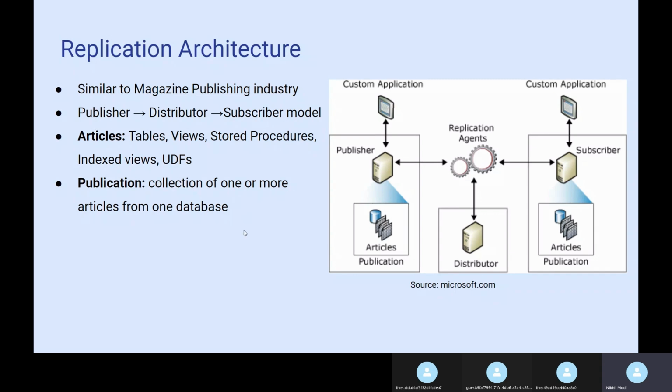Publication is nothing but a collection of one or more articles. So in one publication, you can have multiple articles. I think this is for Satya. Satya, I think you have just started with replication. So do you know about this, like publication and articles? I mean, the names you might be knowing. Yeah, publication articles are tables and views. I mean, tables I have worked with. Views and stored procedures I have not seen. We will do that.